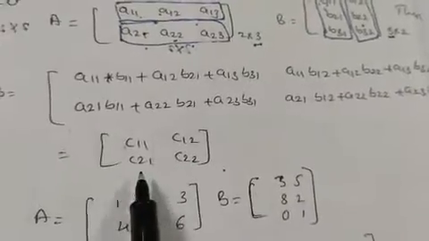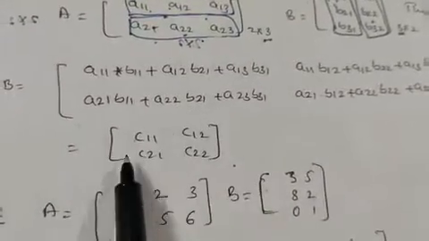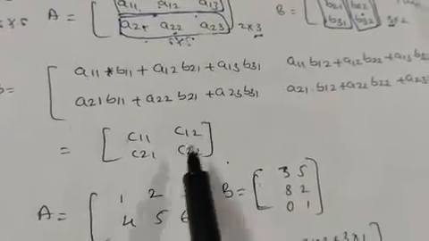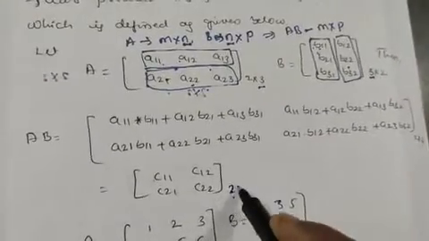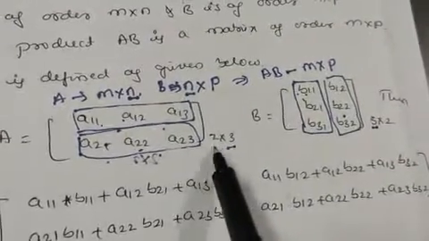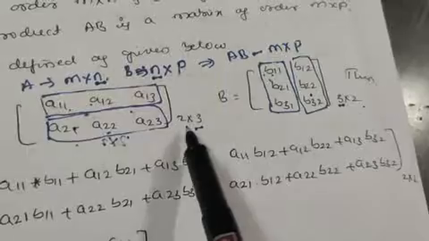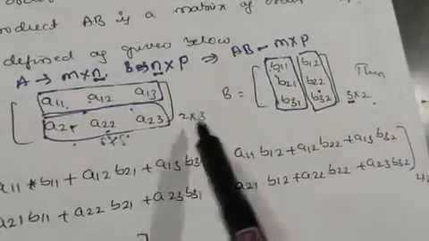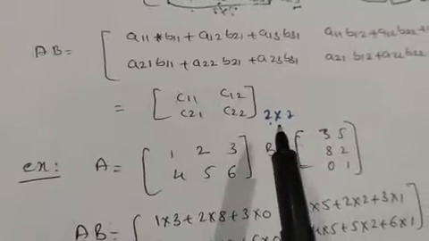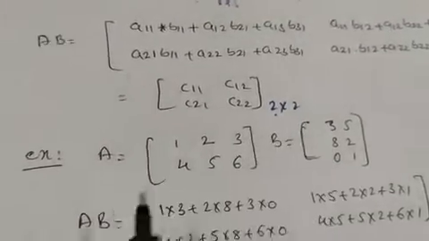After simplification you will get some elements: C11, C12, C21, C22. And its order is how much? Its order is 2 by 2. As I told you, it is 2 by 3 and 3 by 2, so the resultant matrix is of order 2 by 2. So the product A into B is a matrix whose order is 2 by 2.